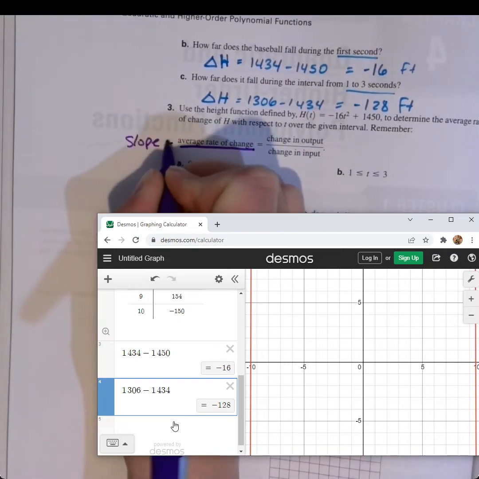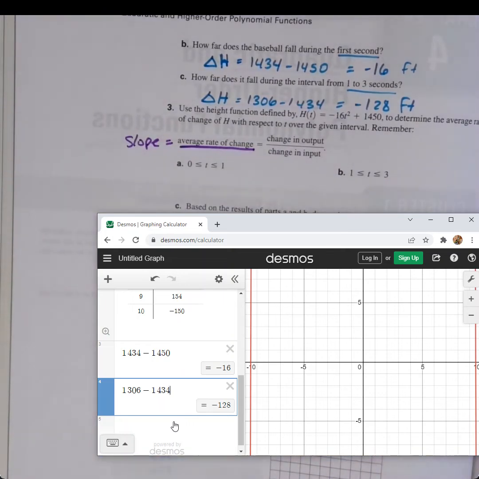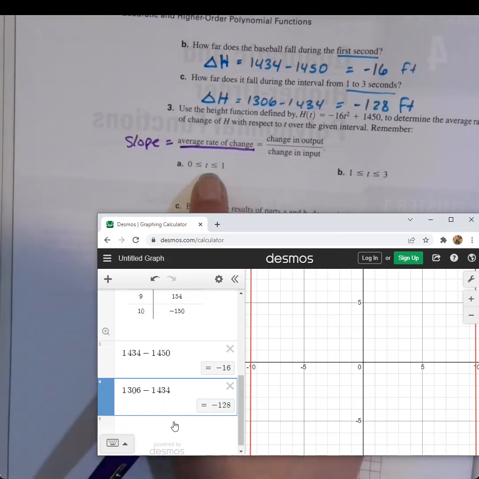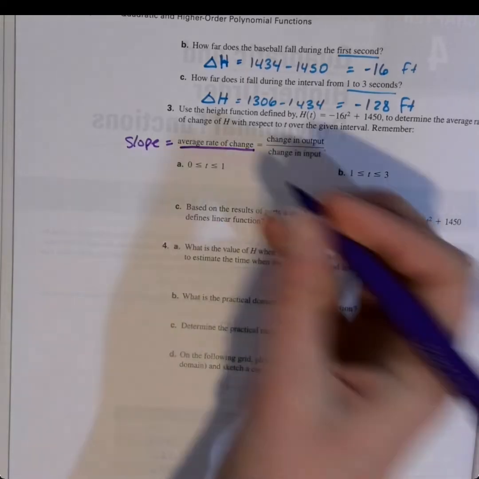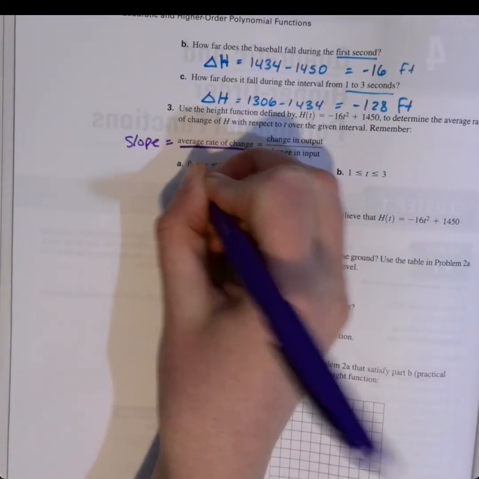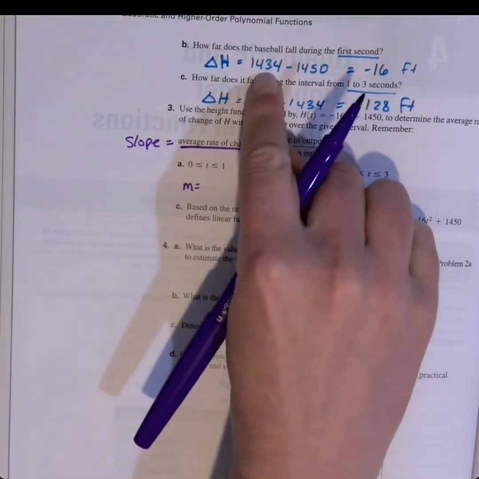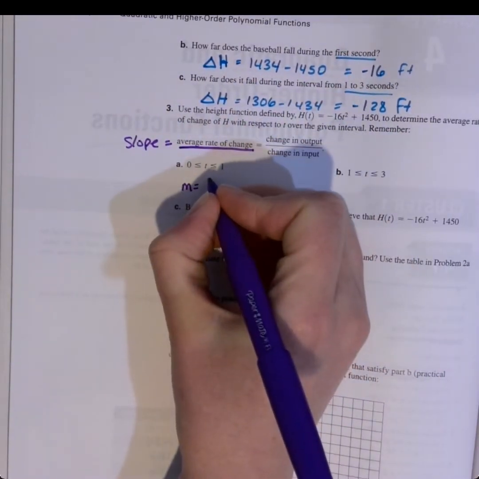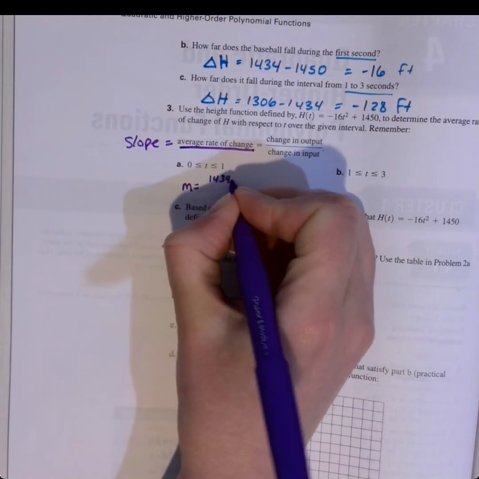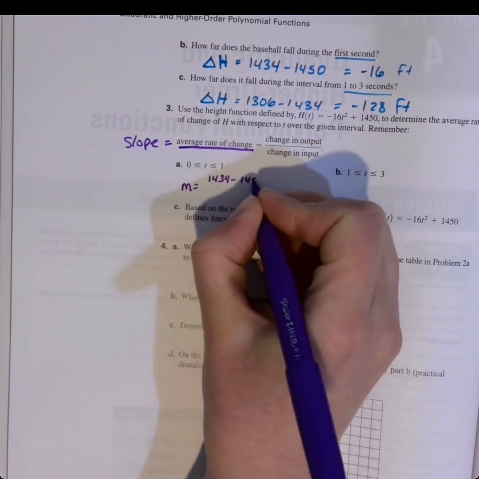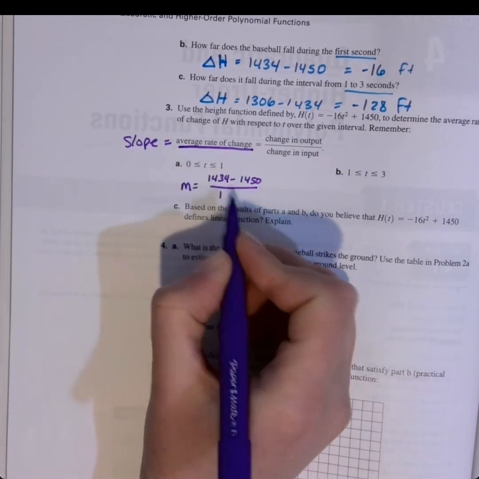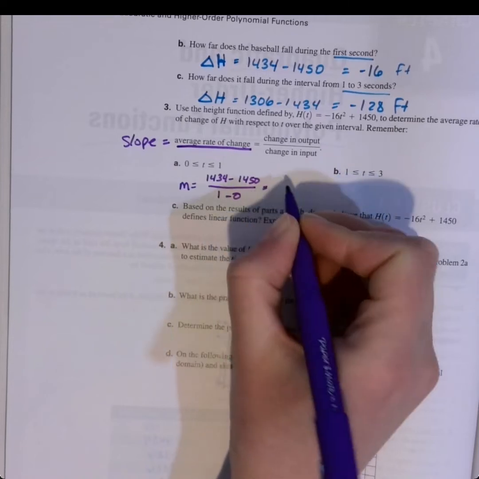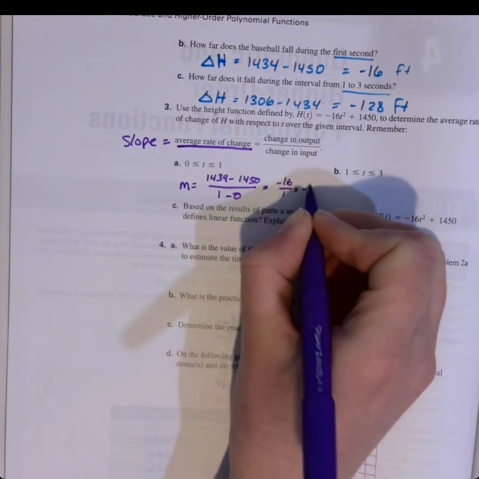So again, we've done slope plenty of times now in chapter 1, but we want to compute the slope over the first second and over the first and third seconds. So I'm going to move this out of the way. I don't need decimals for this part anymore. So the average rate of change, or the slope, over the first second, I can see the values up here. After 1 second, my output was 1434 minus the initial output, which was 1450. But I'm going to divide it by the change in input. The final input was 1 minus the initial input was 0. So this gives us negative 16 divided by 1 equals negative 16.